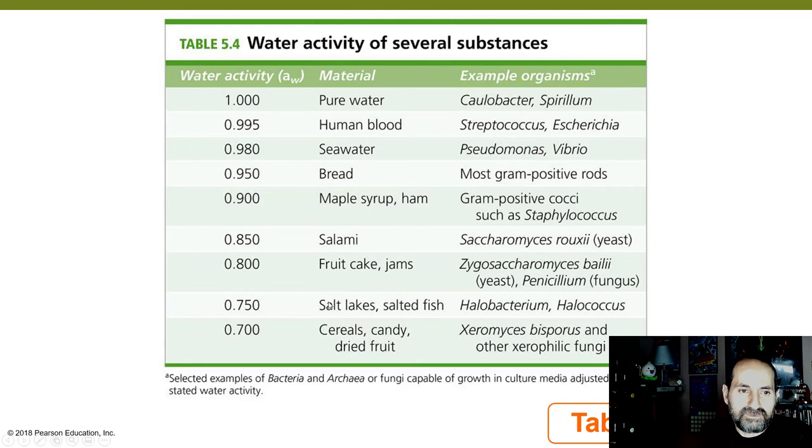This is why, if you've ever noticed, if you leave salami out, or maple syrup, or jams, or candy, or dried fruit out, it won't get spoiled by bacterium. And that's because it has a relatively low water availability.